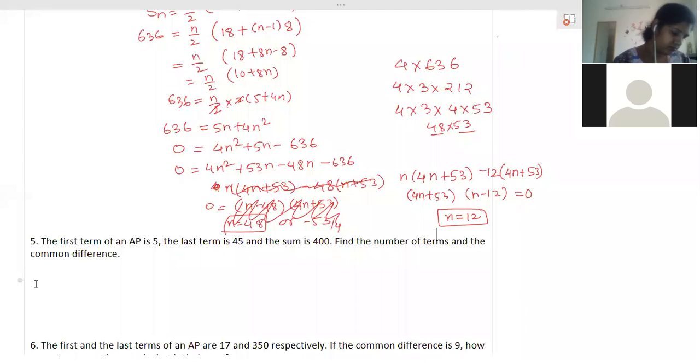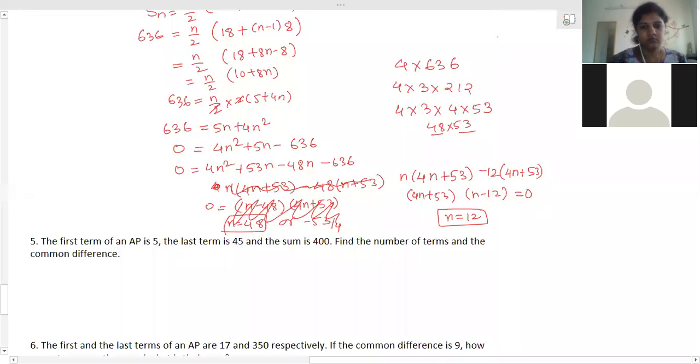For the fifth one, d is 8 by 3. Fifth one, d value? Yes, ma'am. 8 by 3. Yes, right. d is 8 by 3. Ma'am, even I got 8 by 3. Okay, good.